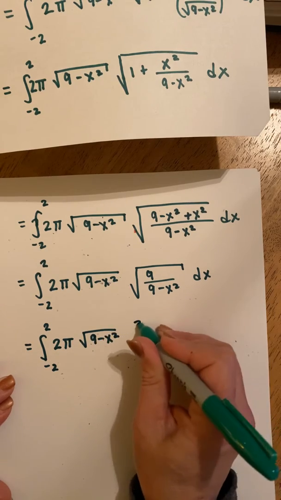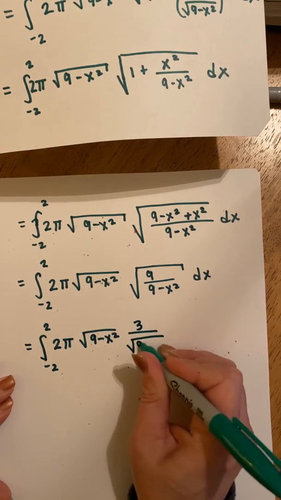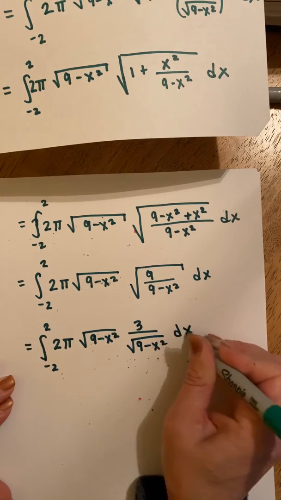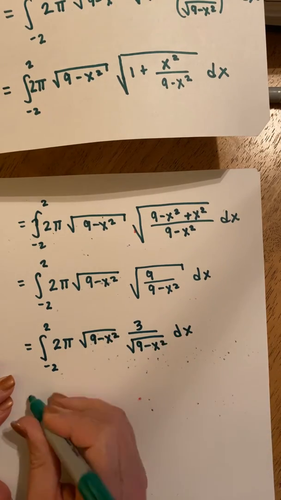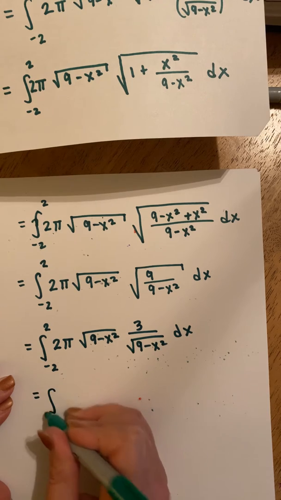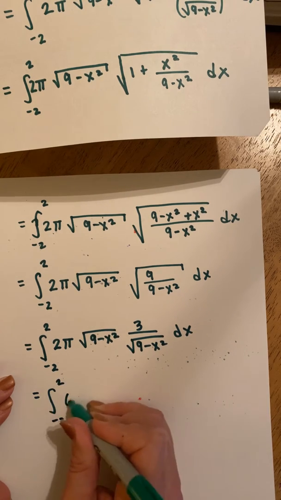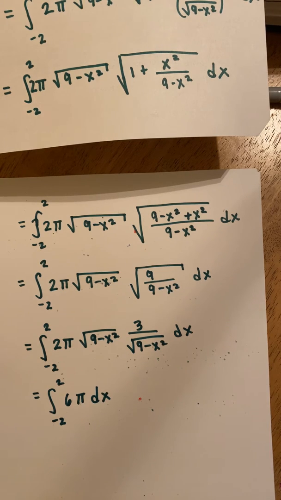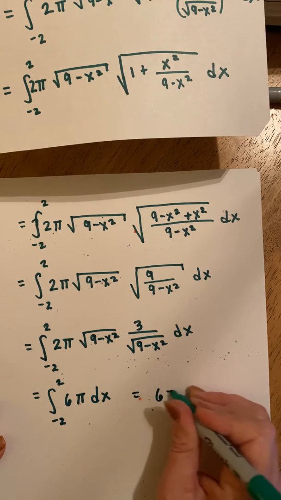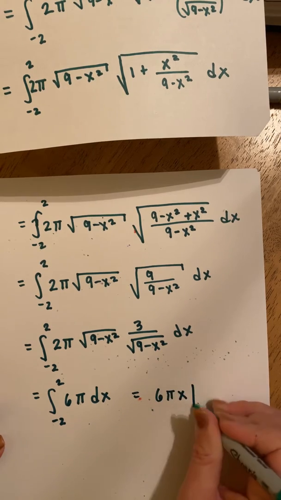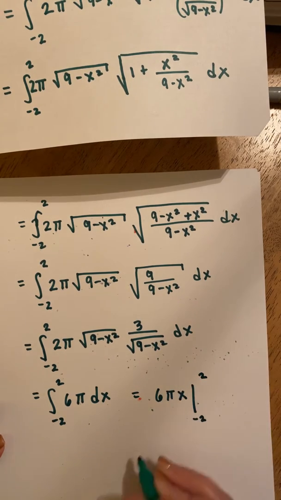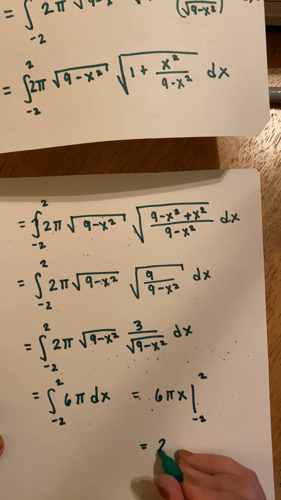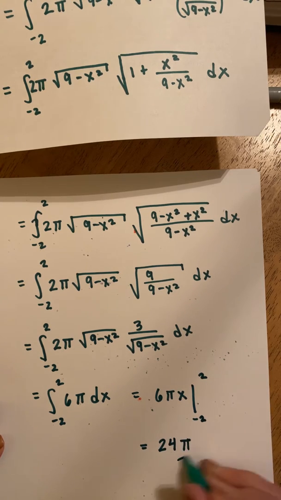This is going to be 3 over the square root of 9 minus x squared. Those cancel. We're actually just integrating the constant 6 pi. And when we integrate the constant 6 pi with respect to x, we get 6 pi x from -2 to 2. Plug in the upper and lower limits, we'll get 24 pi. So therefore, that's my final answer.